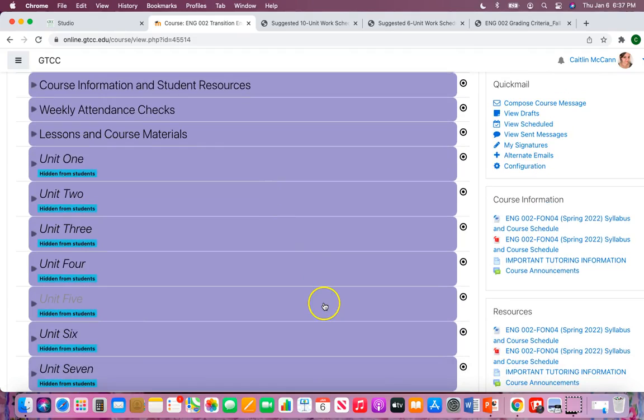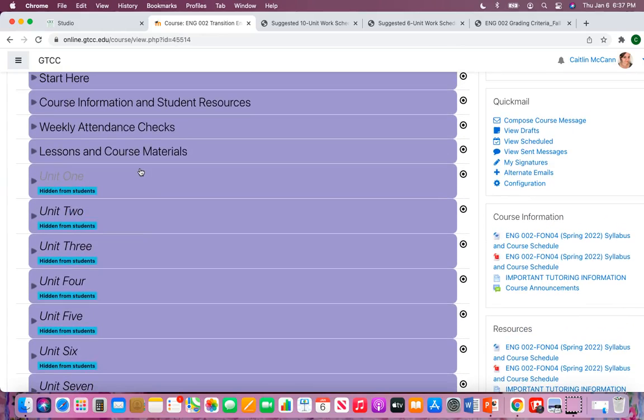And then below lessons and course materials, we have the units. Now, as you can see here, the units are hidden from students. So you cannot see them. When you log into your Moodle site, you won't be able to access these. I grant access to units on an individual basis. I restrict access to units so that people aren't working ahead.